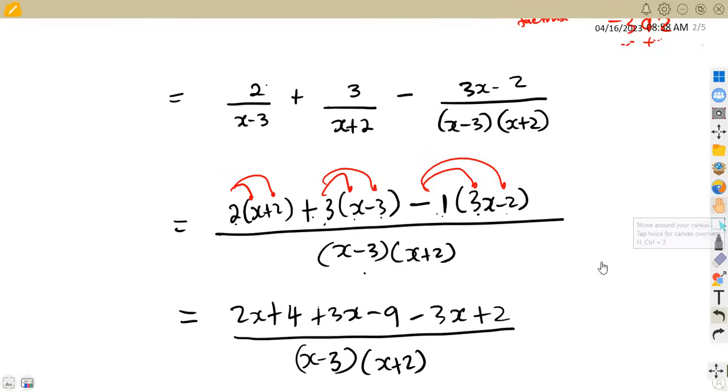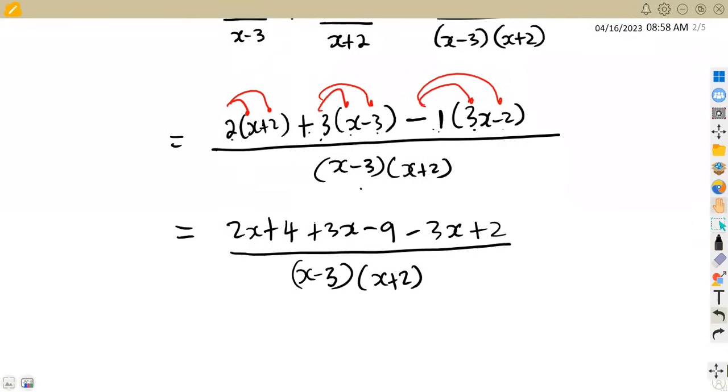All right, from this part that we have, we can add or subtract all the like terms. We've got 2x, 3x minus x. So this one can cancel here. This 3x minus 3x can cancel, which means you remain with 2x. So this is going to give us 2x.